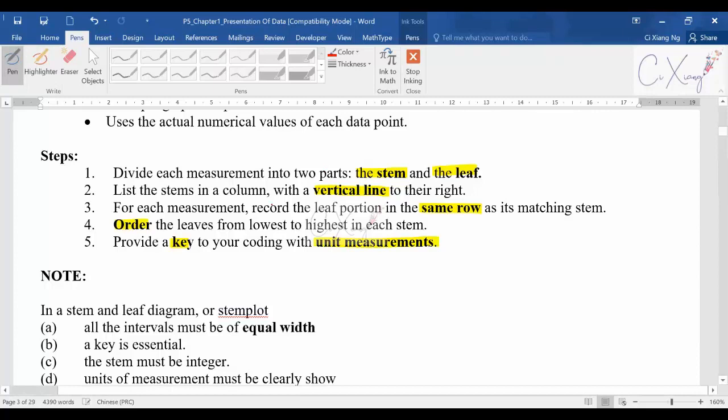Out of so many points here, the last one is the most important. You need to provide a key with unit measurement. Usually this will be given 1 mark if they ask you to draw a stem plot in the exam, so please make sure that you remember that. No worry, all the steps here, no need to memorize. I will show you how to do it later by using the example.